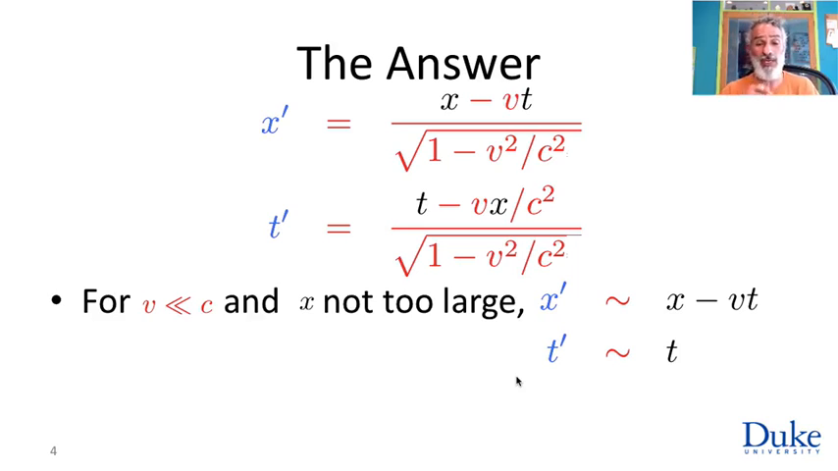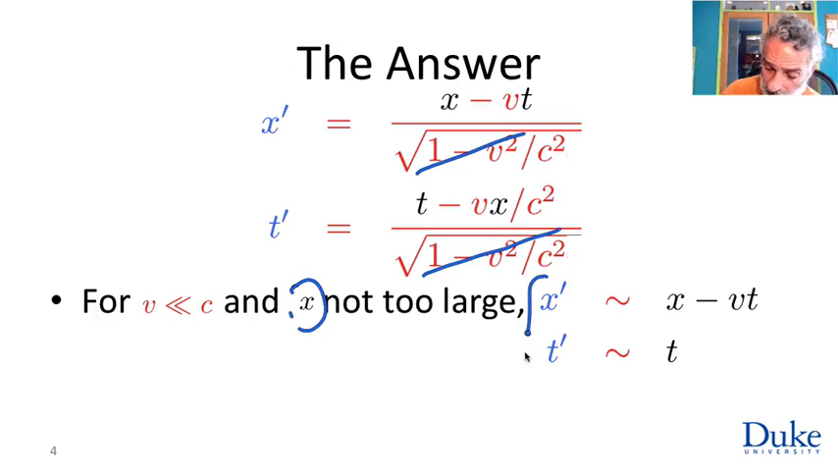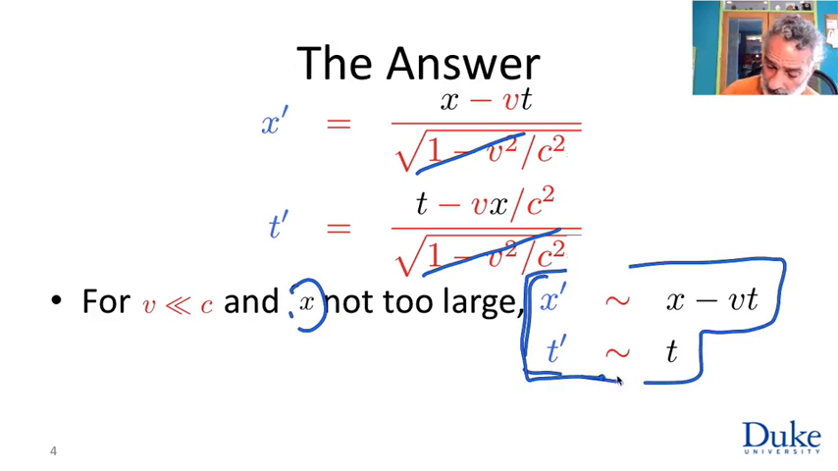Where is the limit in which we reproduce Newtonian physics? The limit is clearly that if v, the relative motion, is very small compared to c, then I can pretty much neglect these denominators. This is much smaller than 1. These denominators are going to be approximately 1. And I find that x prime is indeed approximately x minus vt. And t prime will be approximately t because v over c is a small number. So if I don't look too far away, and we'll talk about what that means in the next clip, then I am reproducing the Galilean transformations that make sense.